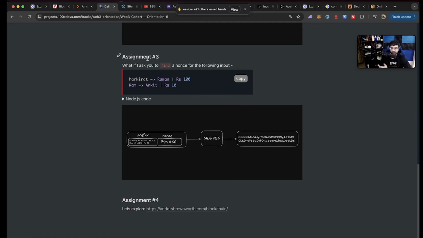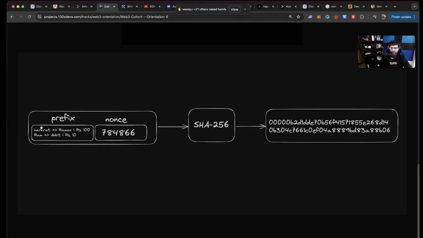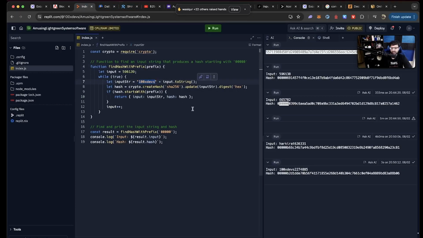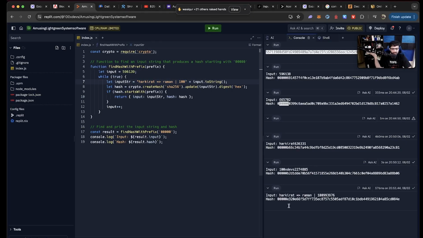All right. Third assignment is, now make the prefix this: Harkirat arrow Raman ₹100, Ram arrow Ankit ₹10. Pretty straightforward, right? Just replace this random string, rather than it being 100x devs, make it, Harkirat has transferred Raman 100 rupees, let's say, some random example. And of course I can solve this as well. I was able to find a string that gives out 5 zeros in the beginning.